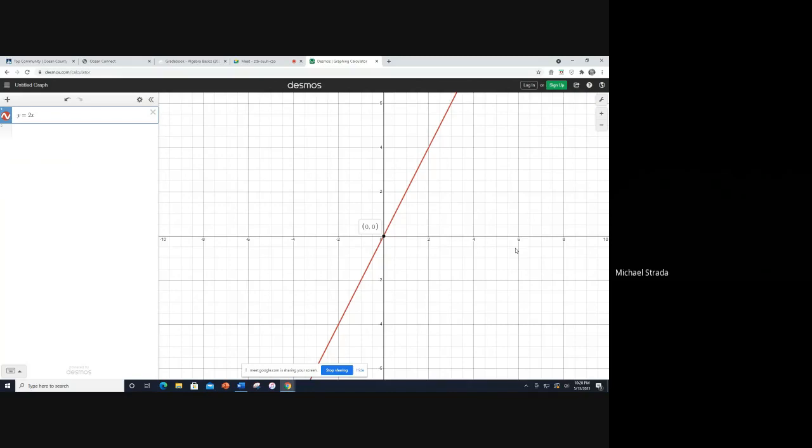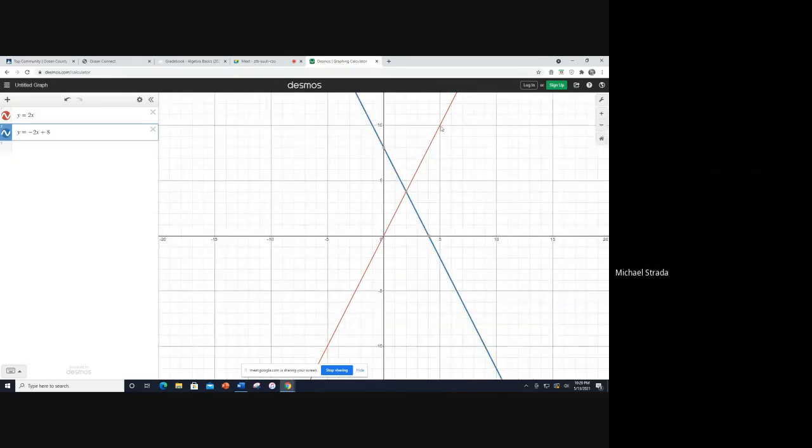Now we said the other one's y equals negative 2x plus 8. As we said, that's going to start up here at its y-intercept, 0, 8. It's going to go down 2 and over 1, and most importantly, you will see they intersect at the point 2, 4. What that means is that's the solution to both equations at the same time.